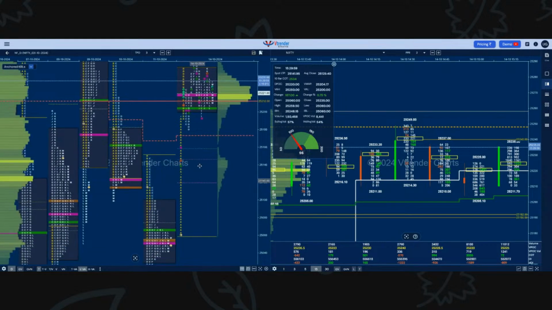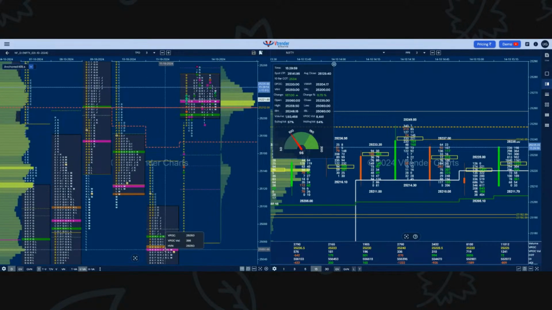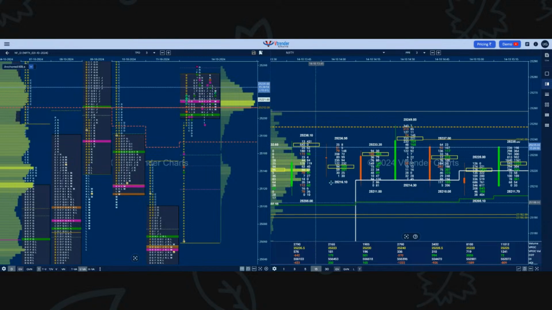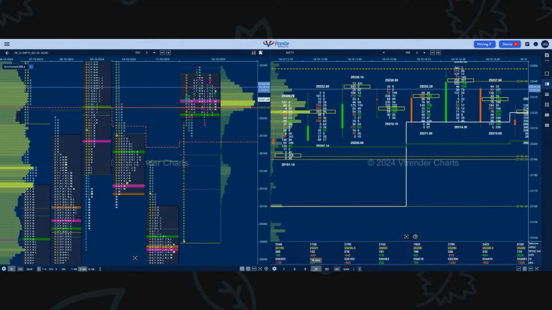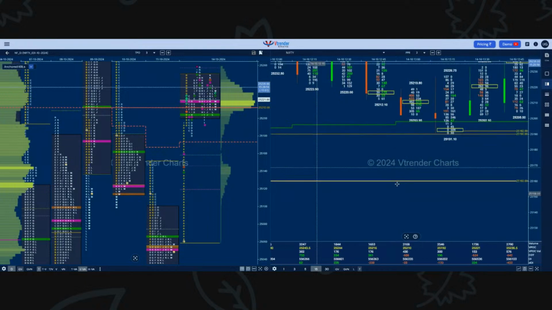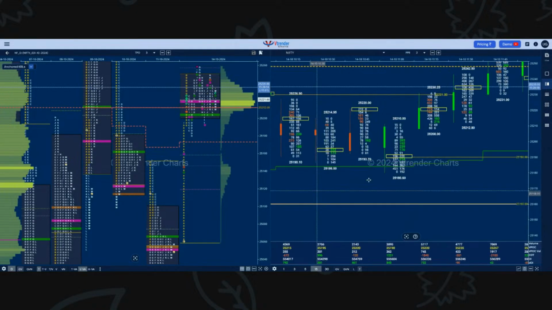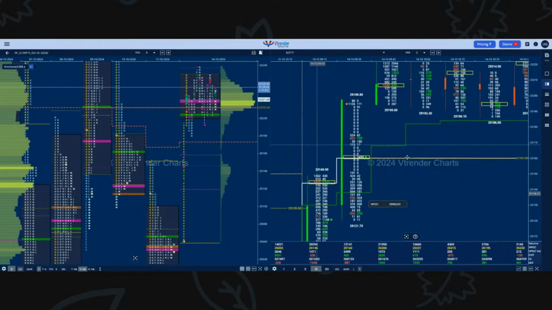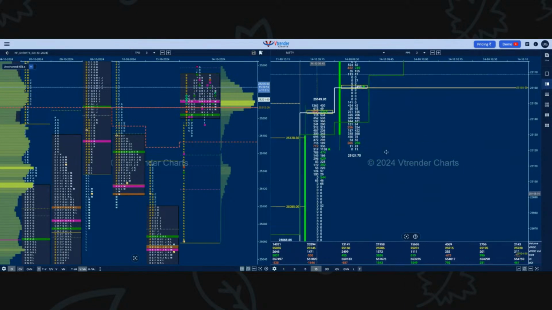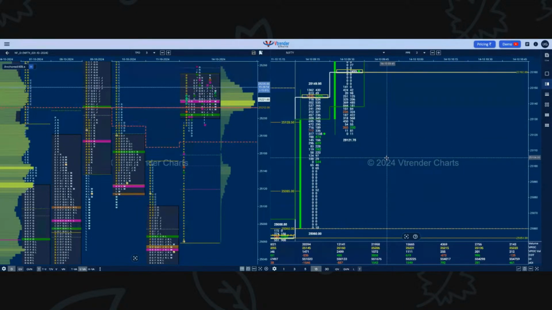So you can see how on the profile chart, we have opened well above this POC of previous day, which was at 25050, and we have taken out VWAP right at the open. So I'll just show you the 15-minute order flow chart to have a look at what the opening volumes were, and then we'll see what kind of trades we could have taken for today.